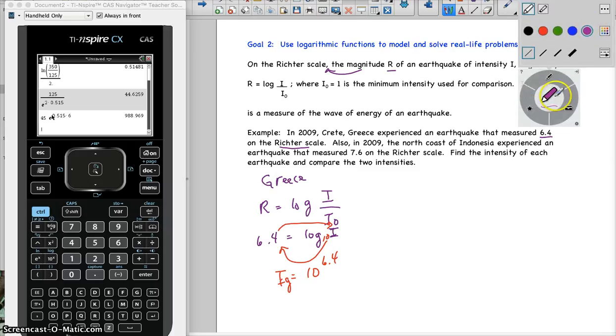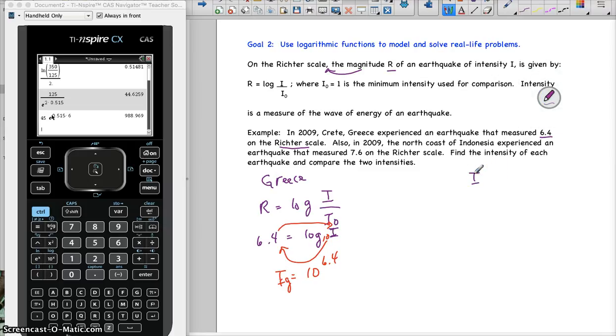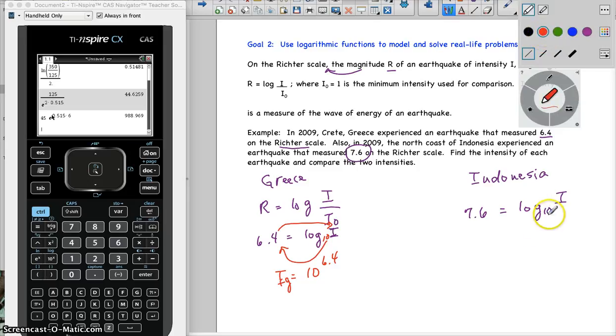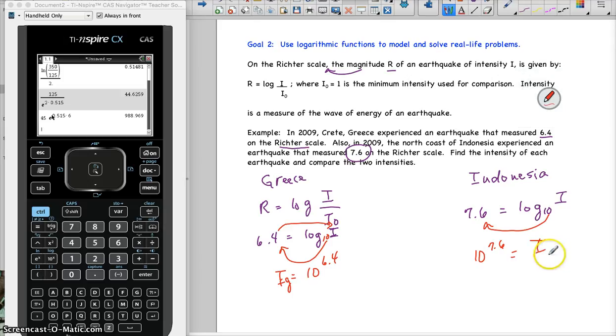Now let's compare that to the earthquake in Indonesia. Their earthquake measured 7.6 on the Richter scale. Again, we know this is base 10, and the intensity I is divided by I sub 0, which is 1. So when we change to exponential form, we have 10 to the 7.6 power equals I, and I'll put a sub I to remind us that this is the intensity for Indonesia.